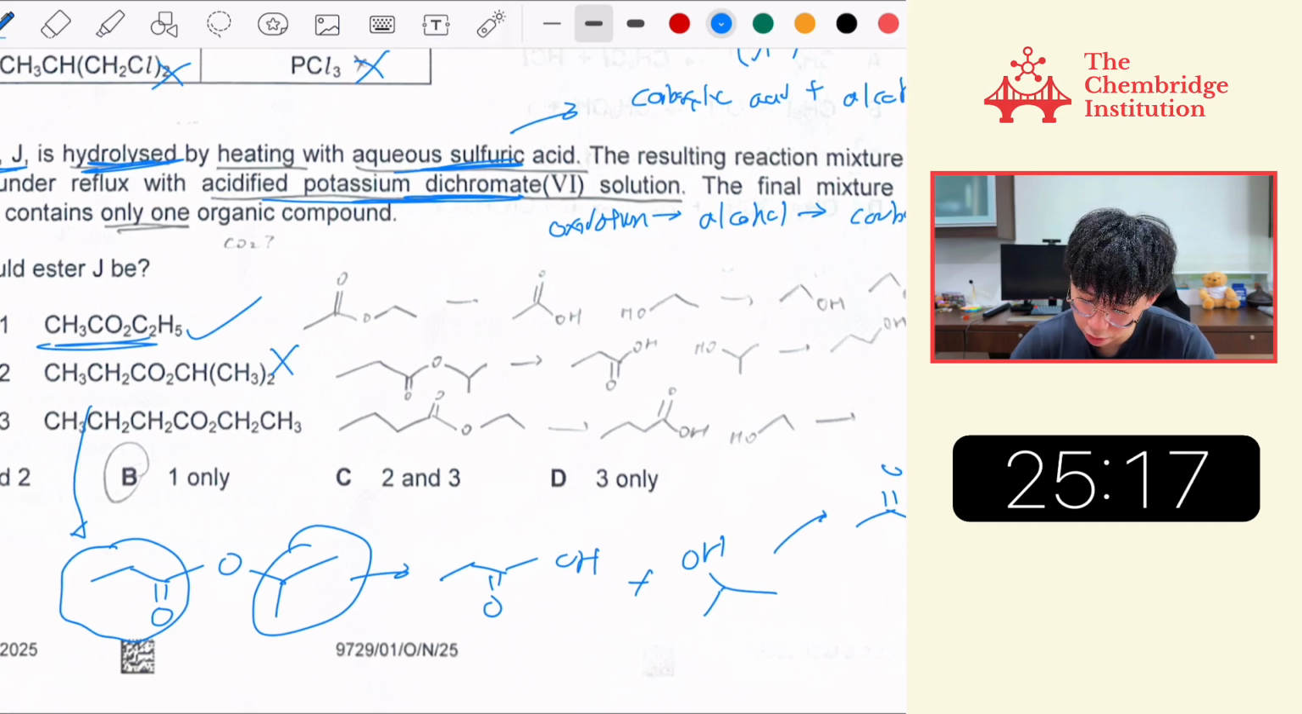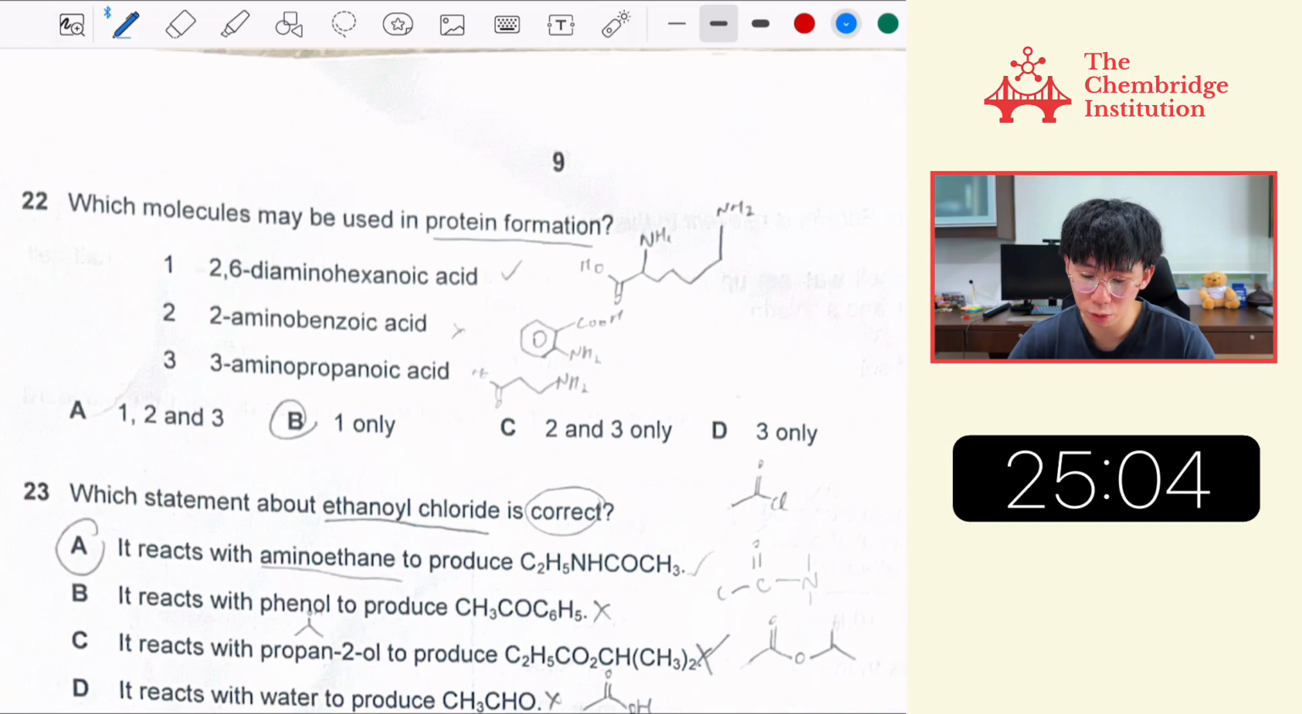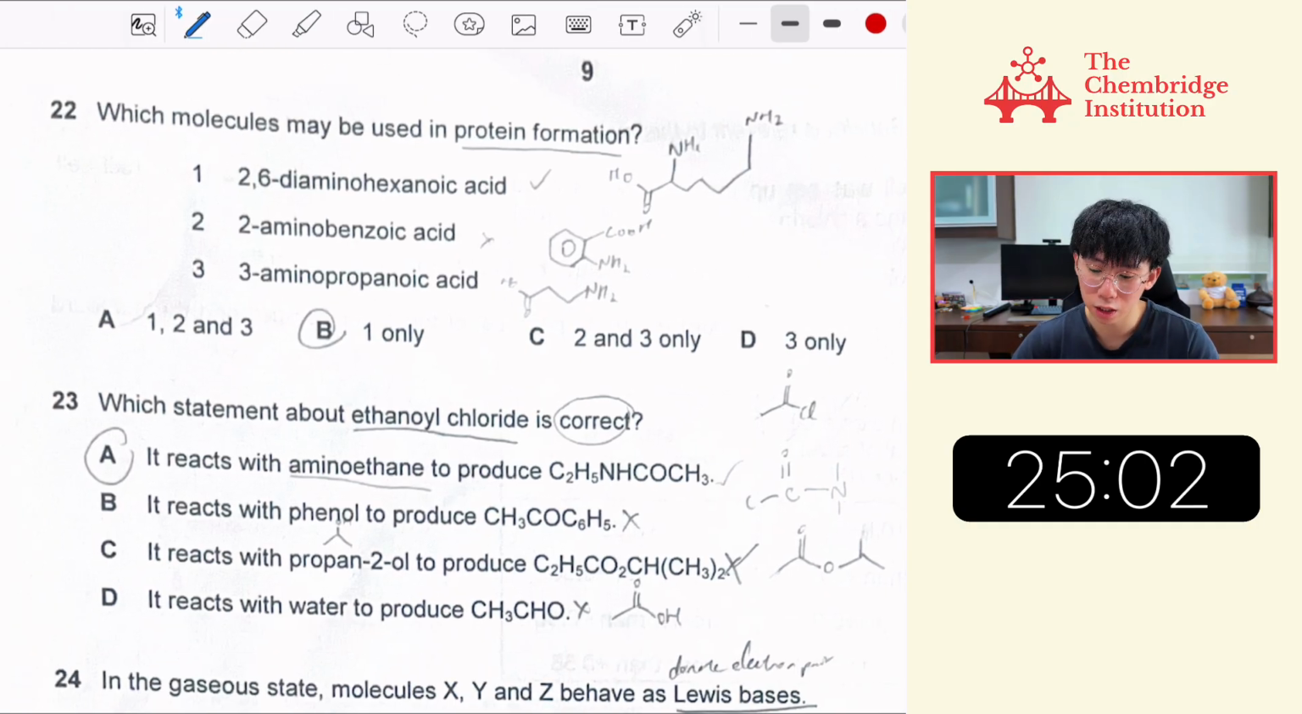If 2 is wrong and 1 is definitely correct, then it has to be B. I'll pick B immediately. Let's look at 3. This is 4 carbons long and 2 carbons long here. There's no way. Okay, I'm good. We'll move on. Okay, which molecules may be used in protein formation?